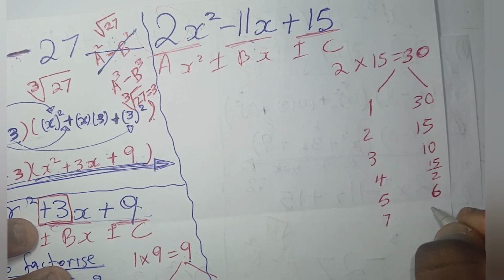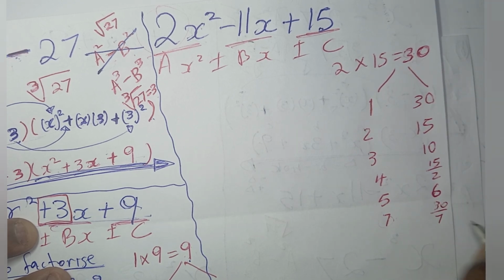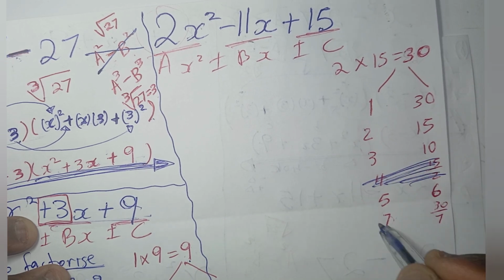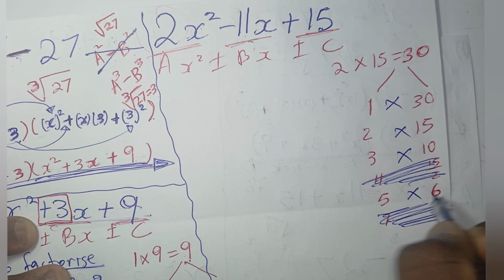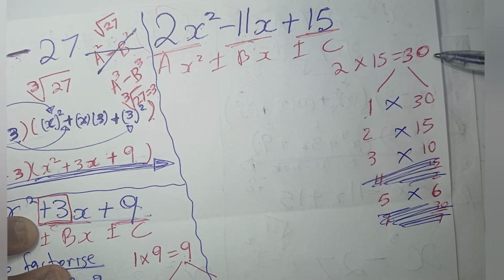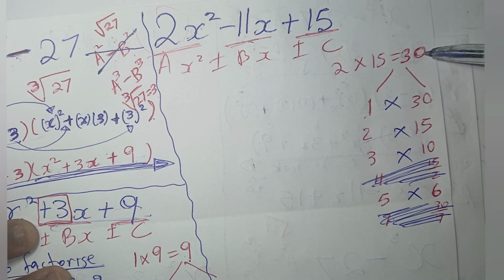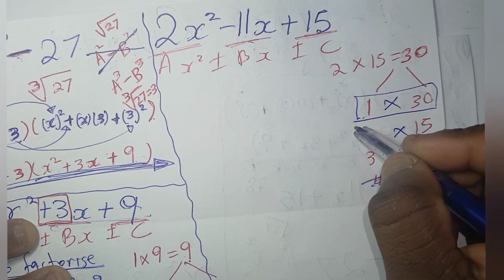Then even with 7 there, you'll just get a fraction. This divided by that one will be 30 over 7. It simply says that these are not the factors. These are not the factors. So the factors are these ones. When you multiply them, they give you 30. Do you understand? Once you get the factors of this thing, you have to choose between these factors.